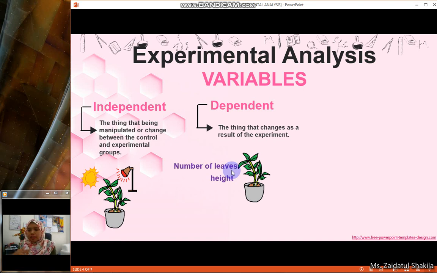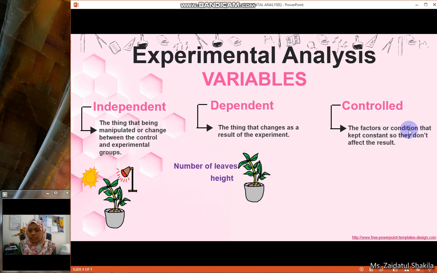Alright, so the third variable is the control variable. What is a control variable? It is the factor or condition that is kept constant so that it doesn't affect the result. For example, you want to measure plant growth using 2 different types of light, and you use the same amount of water and the same type of soil for both the control and experimental group.